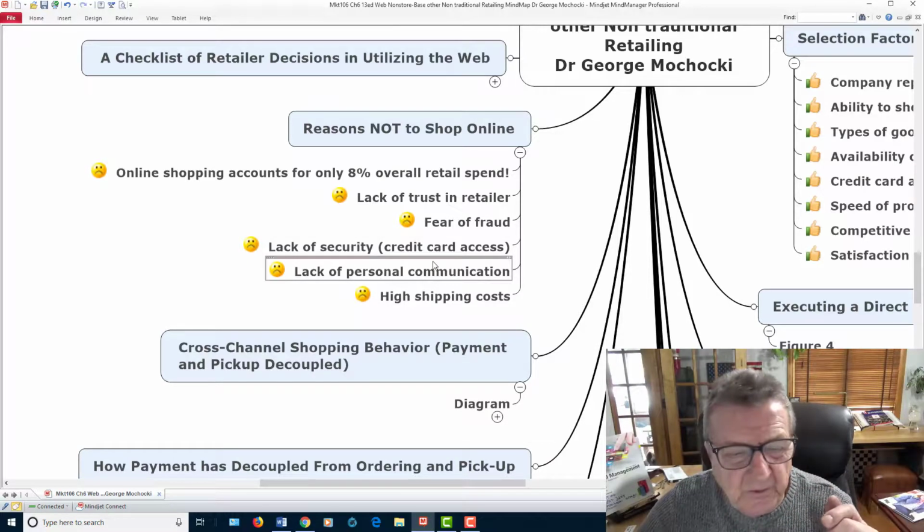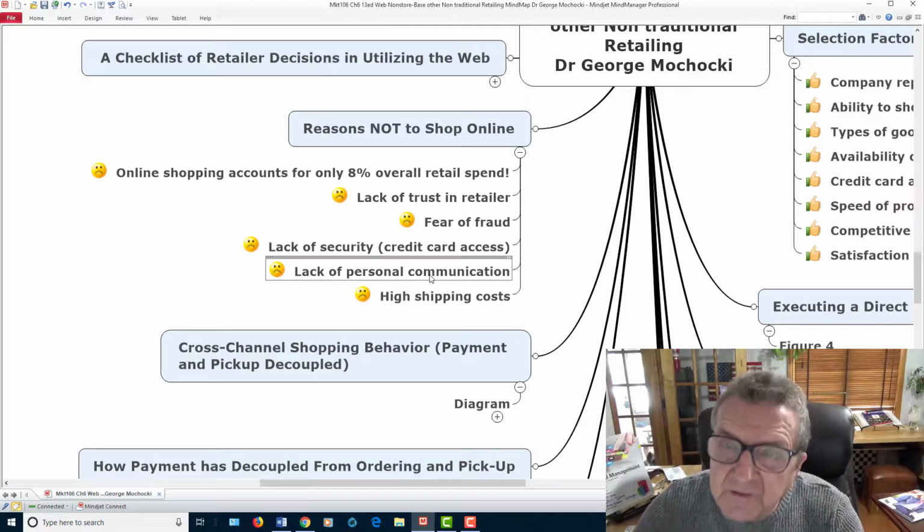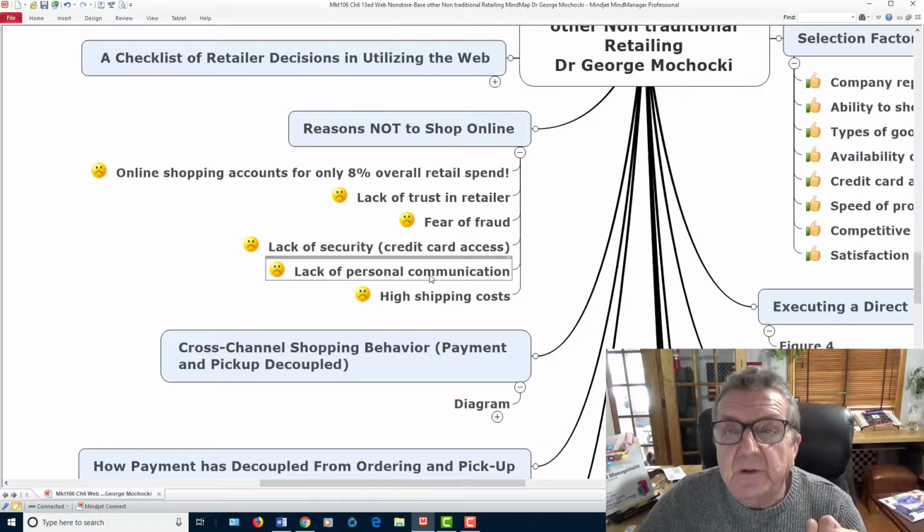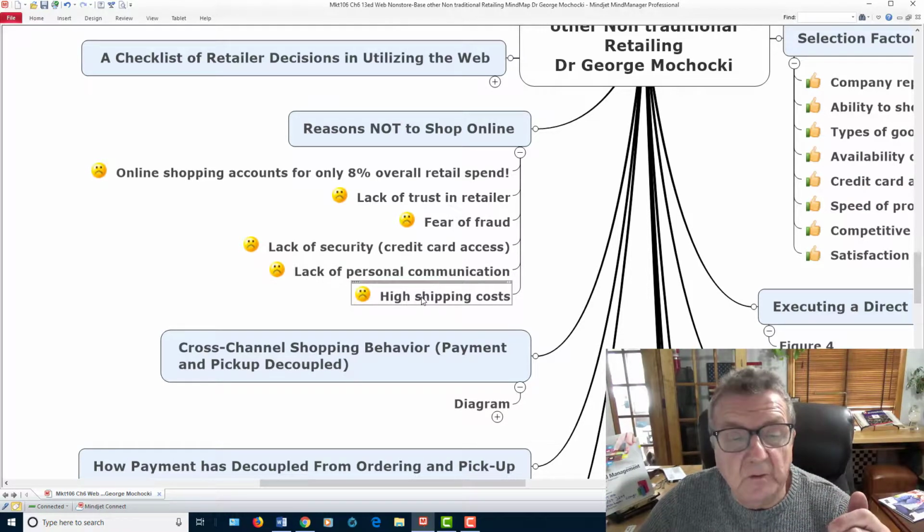Okay, a couple of chapters down, we'll get a little bit more into the lack of personal communication. So that's where the internet, the talking, the social media, or send them an email. Hey, thank you for shopping here. It was nice to see you again. If there's anything I could do, here's my email address or whatever.